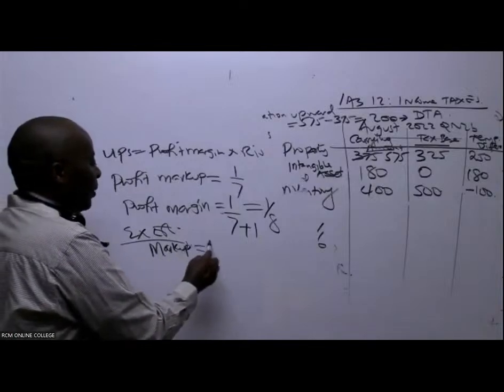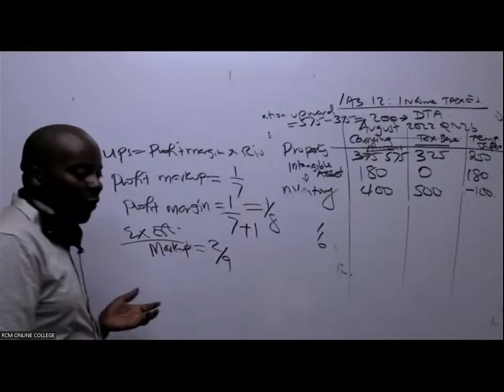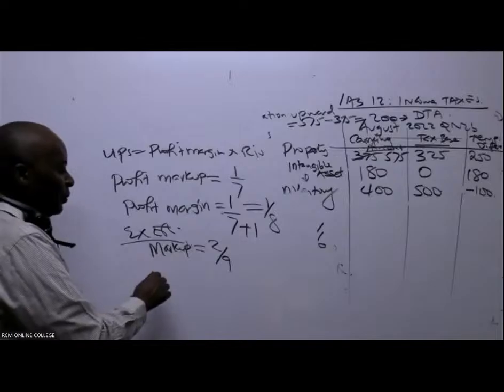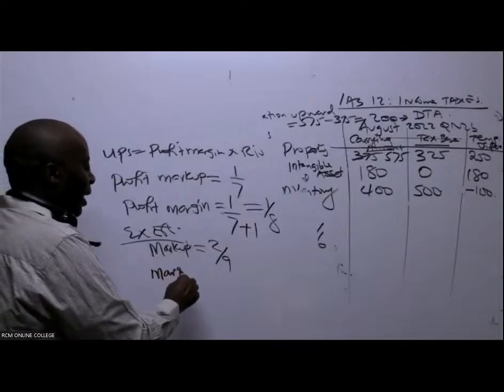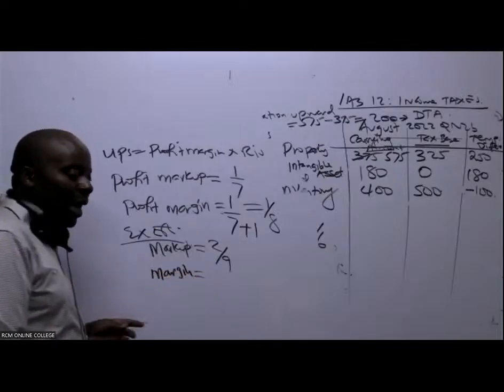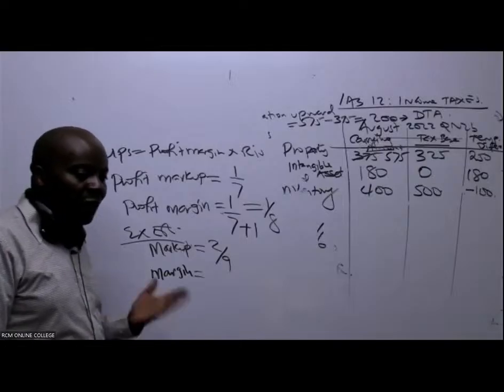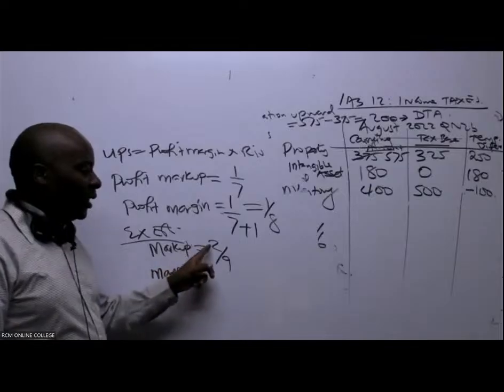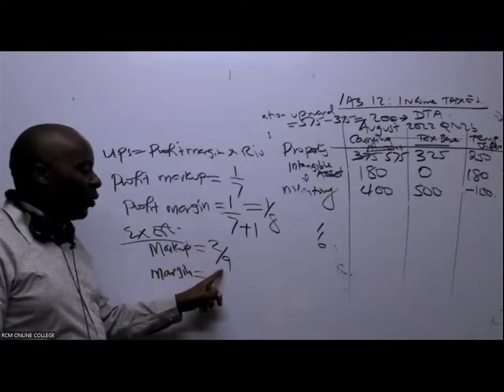So if, for example, they gave us another small exercise here, they told us here that markup is 2/9. Can somebody go ahead and give me the margin? If they gave me markup as 2/9, so margin will be 2/11. Yes. It can't be 2/10 because you see it's A, B. Here down here we have A plus B.